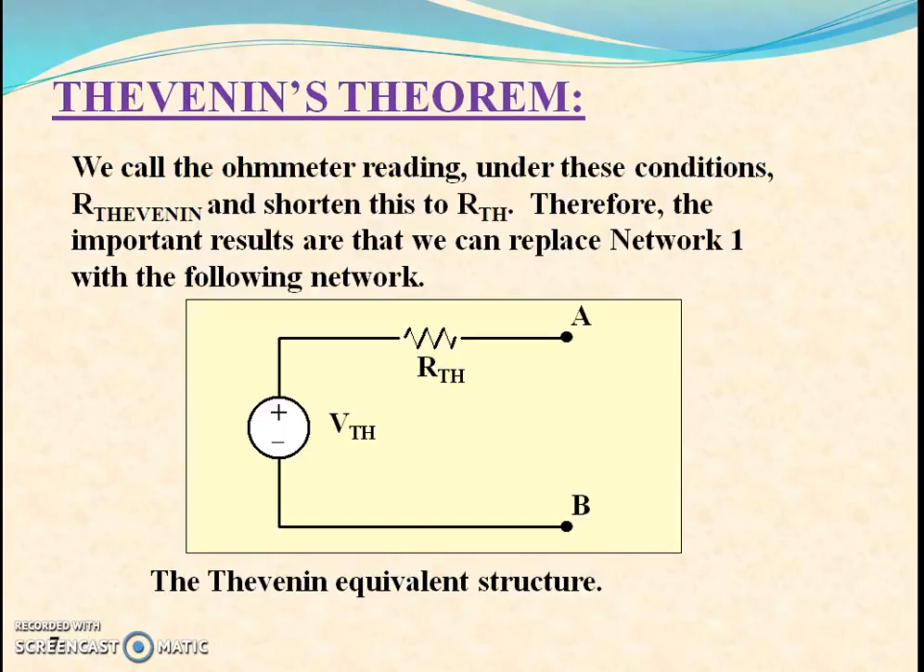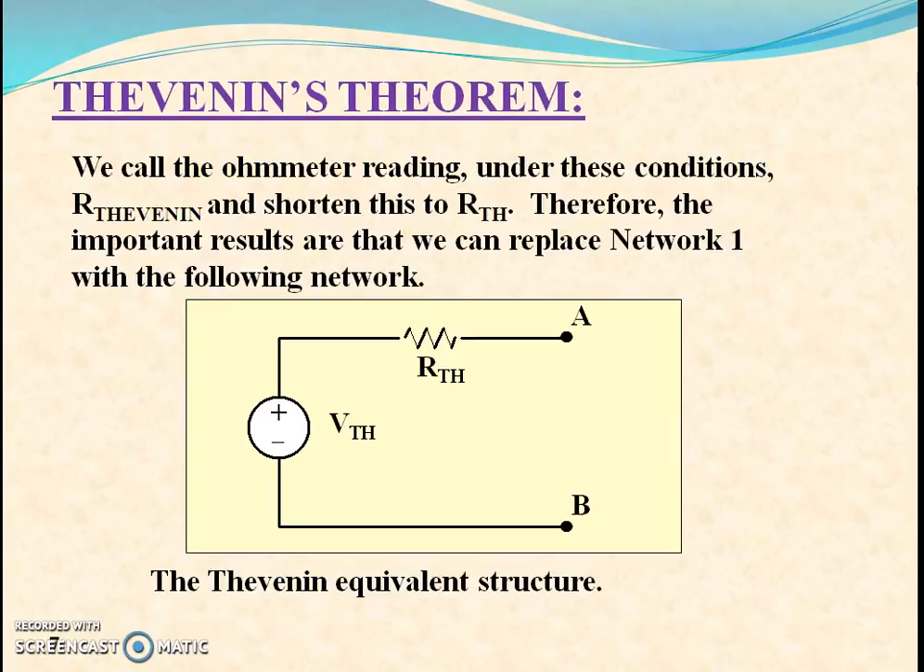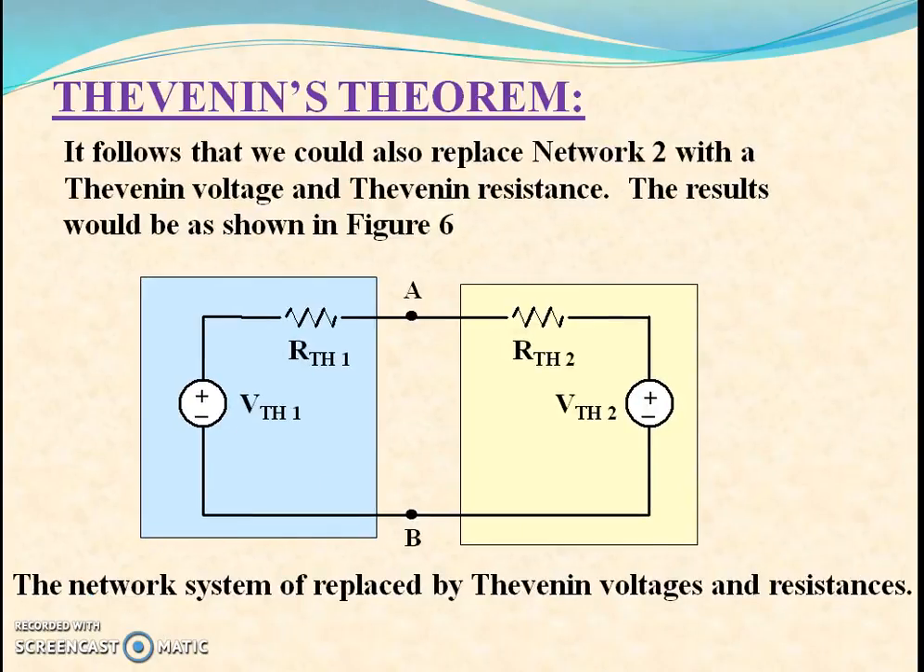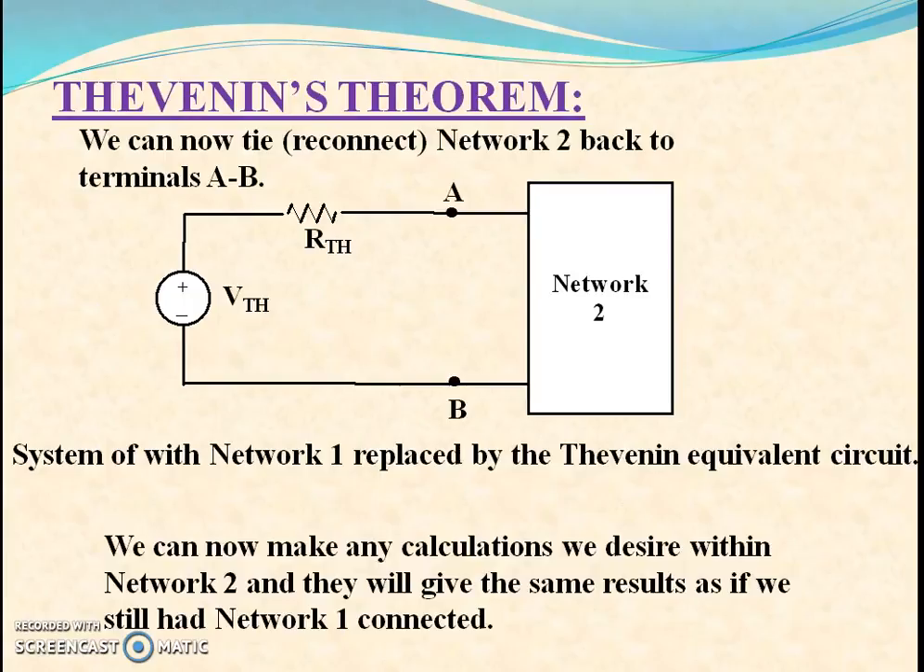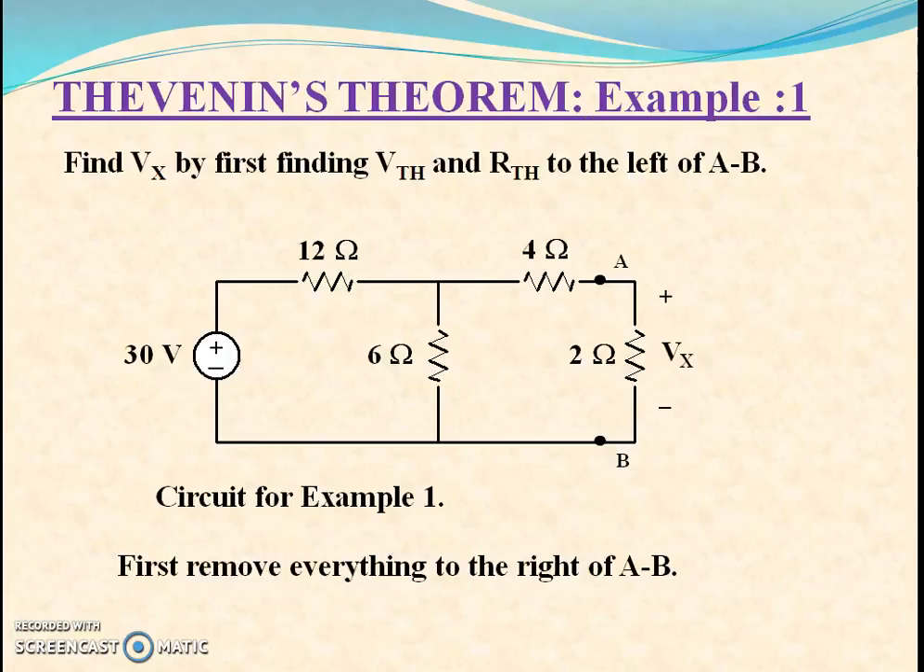Now it is a simple resistive network. You can find the Thevenin's equivalent resistance with a series-parallel combination of resistors. Once we are done with it, we can find the Thevenin's equivalent resistance across A and B and connect it back to network 2. We can repeat the same procedure for network 2 and connect it back and calculate the current flowing out of network 1 and the current flowing out of network 2. We can use it for our analysis purposes.